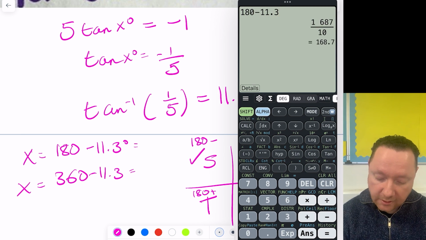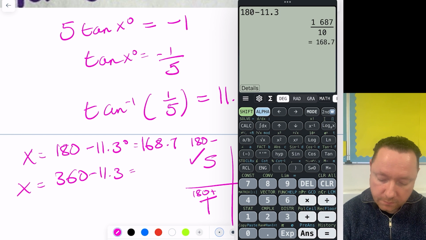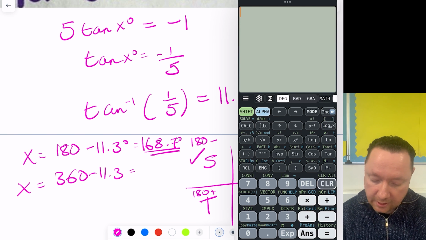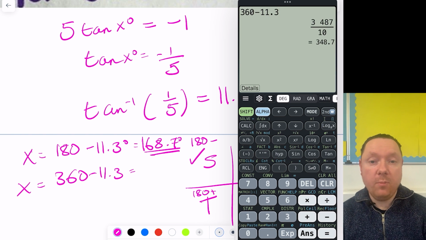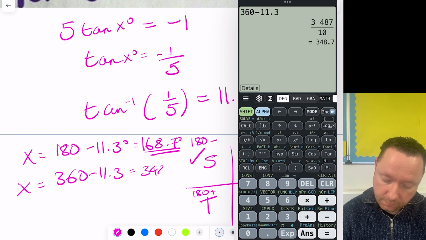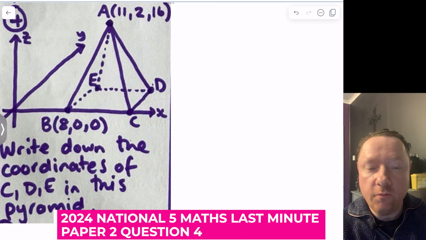So that's 168.7 for the first one. And the second one is 348.7. And we're done there. Question 4, vectors.